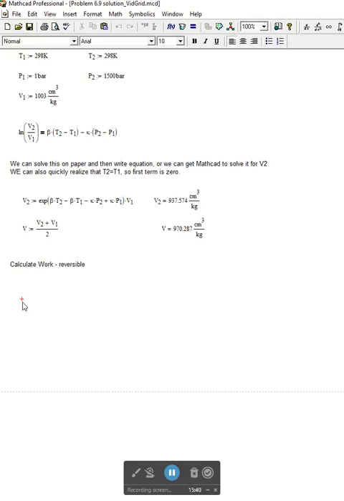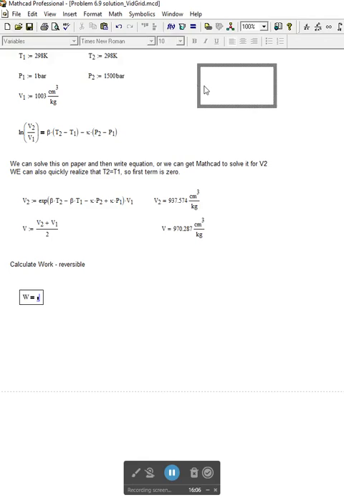And what I would recommend is, as you solve these problems, that you maintain a good train of thought and document your train of thought. And so I'm going to go ahead and put in my PdV equation. I'm going to type W, Control Enter.